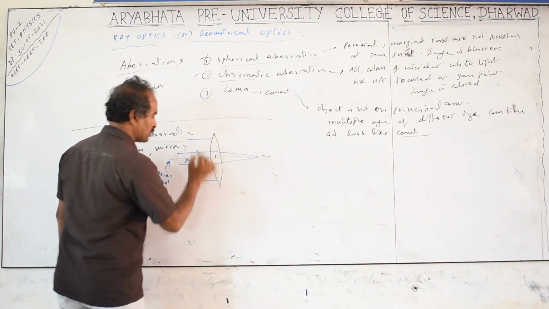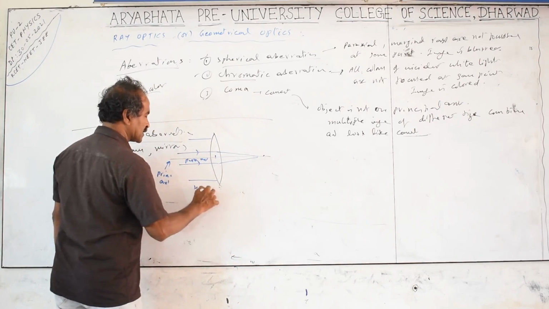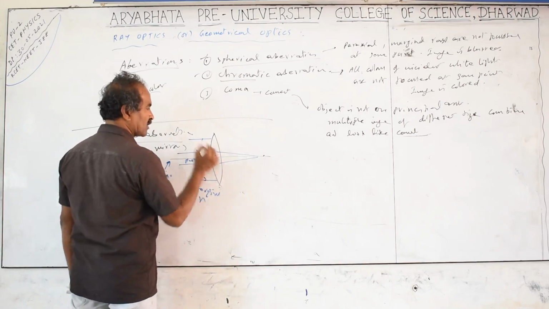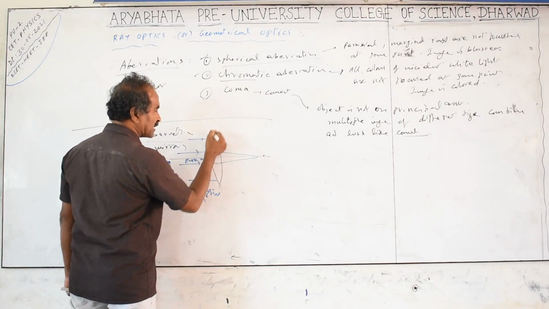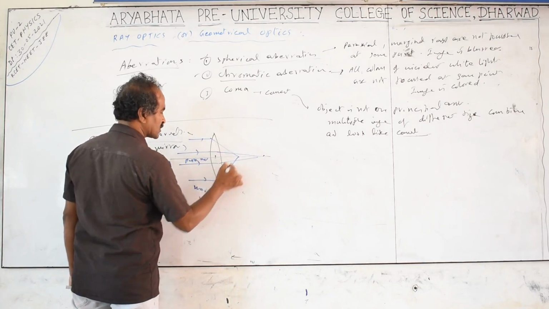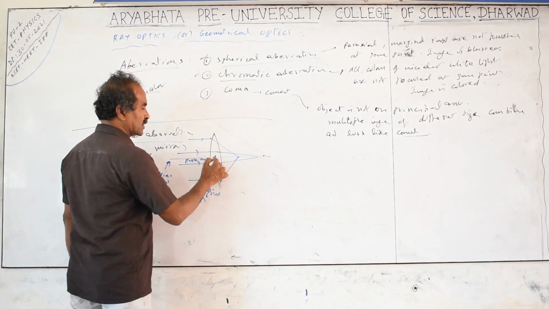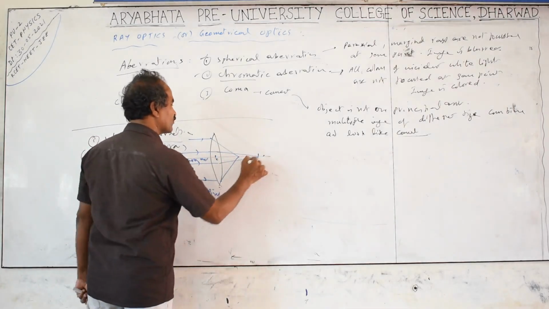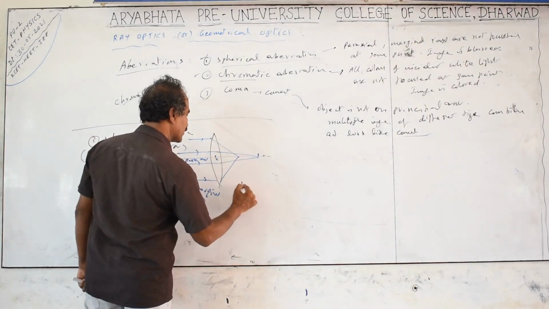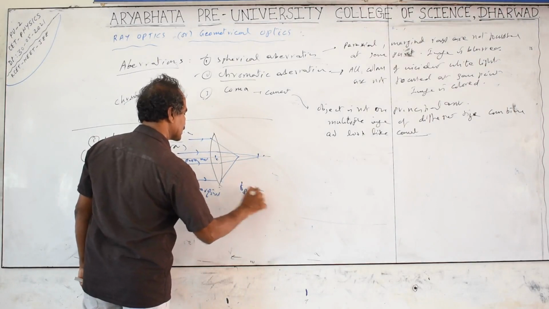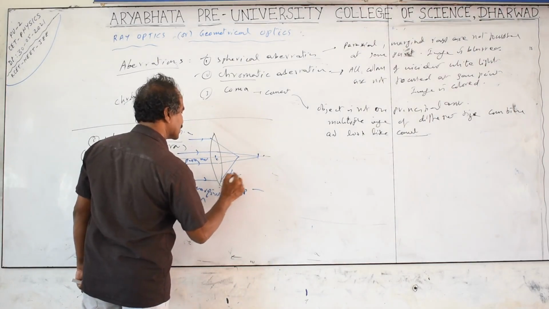And the rays at the border are called marginal rays. The light rays coming at the margin have a large angle of incidence and they are focused close to the optic center. This O is the optic center. So this is the focal length. From here to here is the focal length of paraxial rays, and this is the focal length of marginal rays.